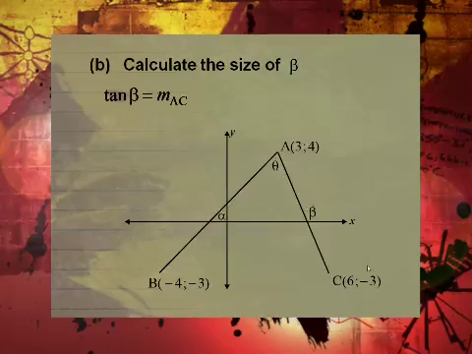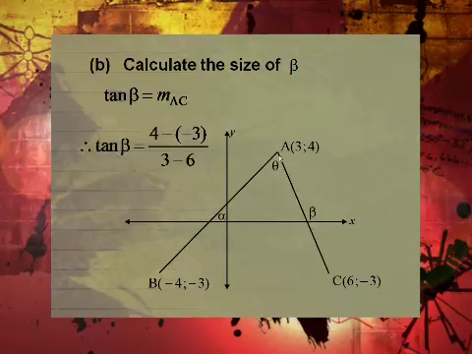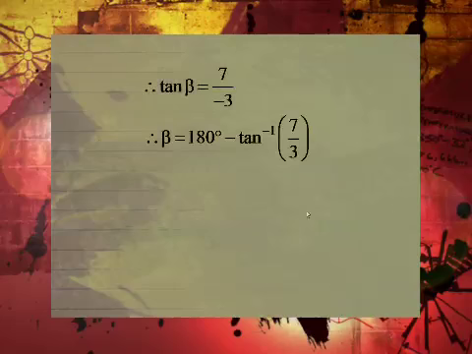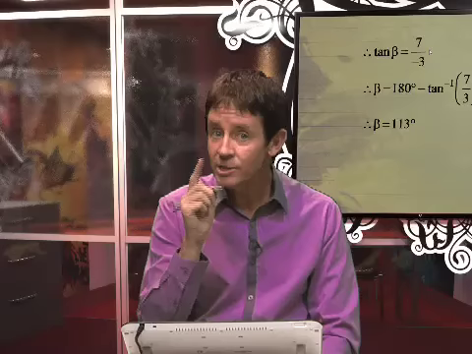Now be careful. The tan of beta is the gradient of AC, so we work it out. 4 minus negative 3 over 3 minus 6, and it's 7 over negative 3. Now that's a negative number. It's obtuse. How do we use it? Use this little rule now. Watch here. 180 minus shift tan of the positive version. If you do that in your calculator, you're going to get 113. So important. Stick to these rules.